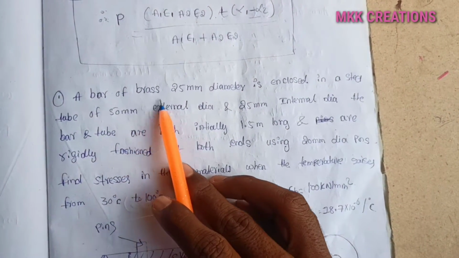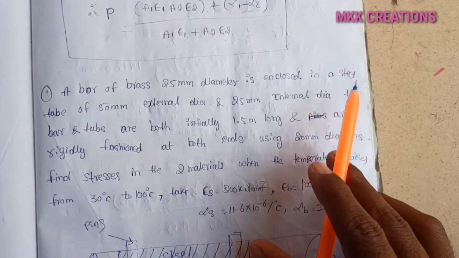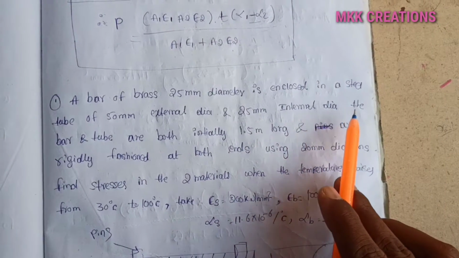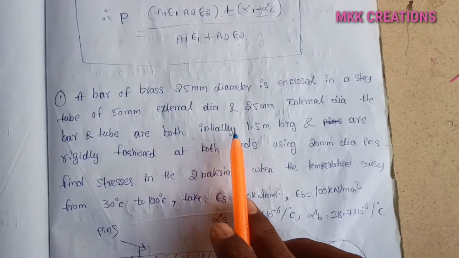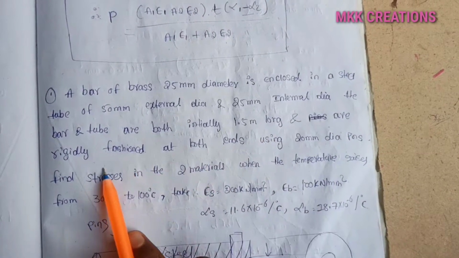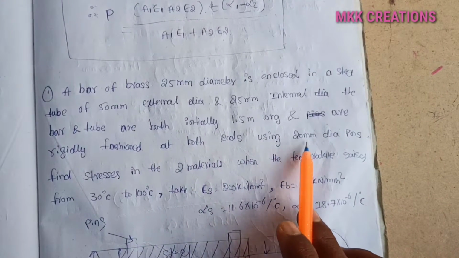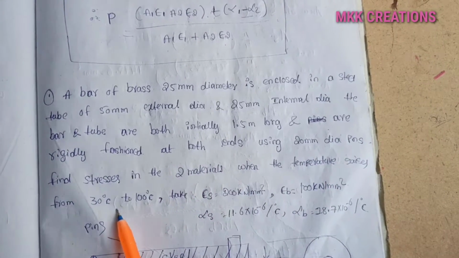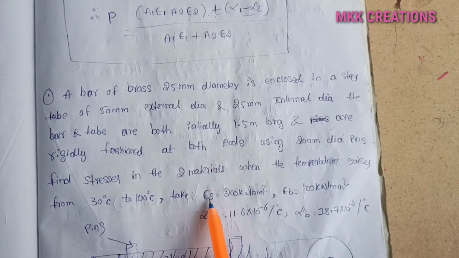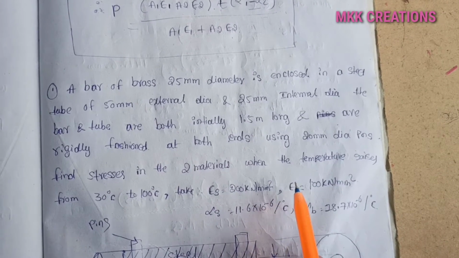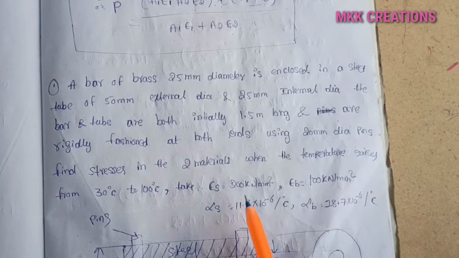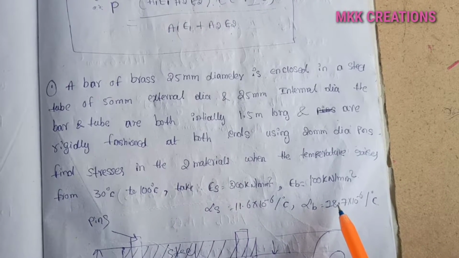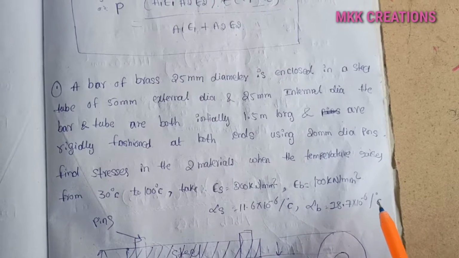A bar of brass 25 mm diameter is enclosed in a steel tube of 50 mm external diameter and 25 mm internal diameter. The bar and the tube are both initially 1.5 meter long and are rigidly fastened at both ends using 20 mm diameter pins. Find the stresses in the two materials when the temperature rises from 30 degrees centigrade to 100 degrees centigrade. Take ES equals 200 kilonewton per mm square, EB equals 100 kilonewton per mm square, alpha S equals 11.6 into 10 to the power of minus 6 per degree centigrade, and alpha B equals 18.7 into 10 to the power of minus 6 per degree centigrade.